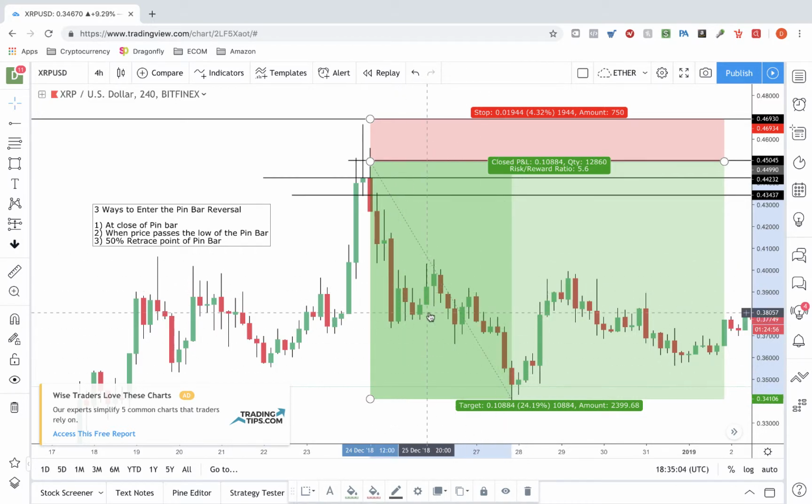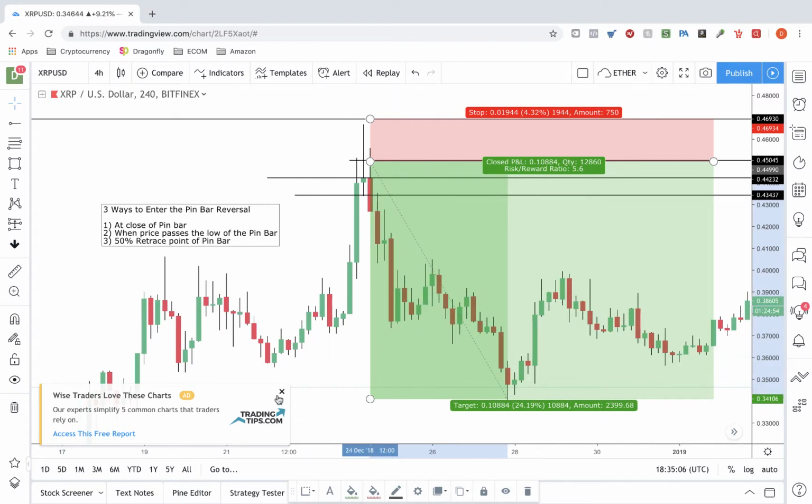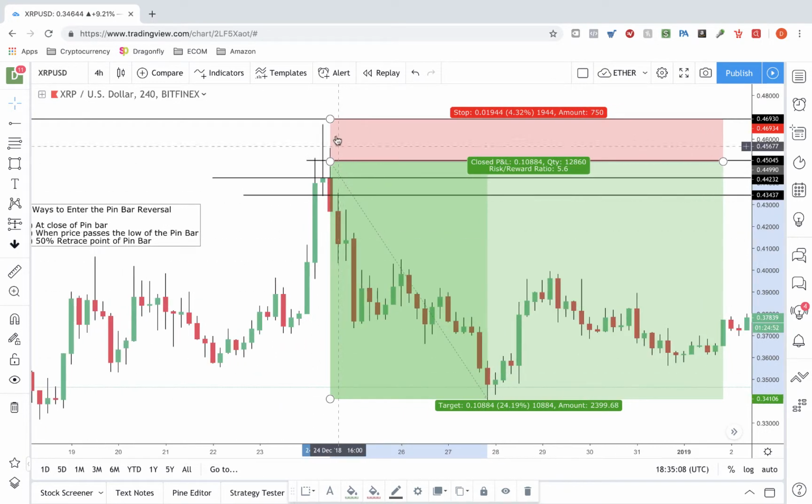But you see the potential of this trade, and that is the whole purpose of this training video, and it all based around the pin bar.